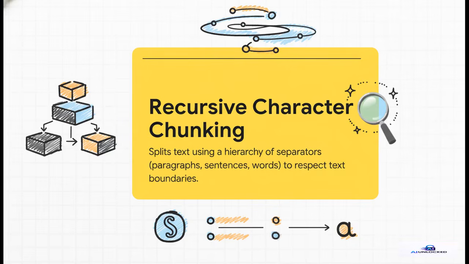So what's the upgrade? It's called recursive character chunking, and honestly, this should be your new default. It's a much, much smarter way to split your text, and there's a good reason it's what you see in most production RAG systems today.